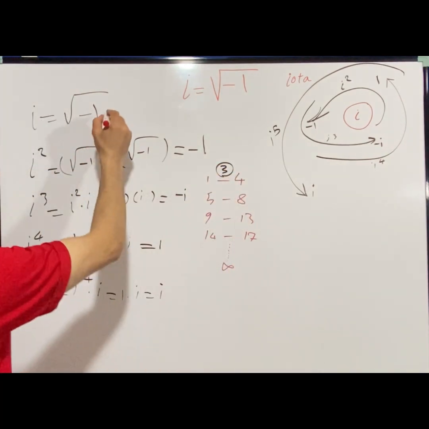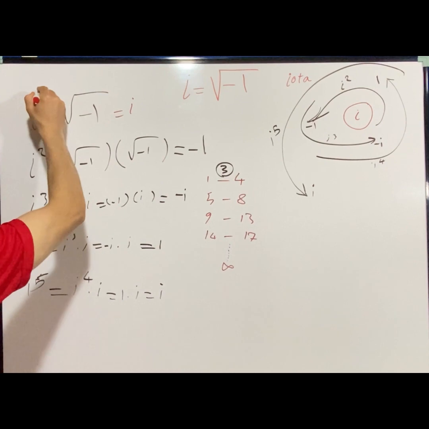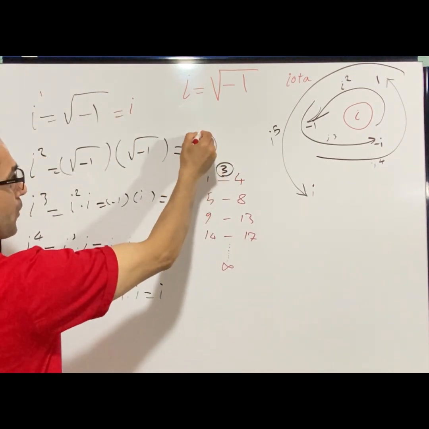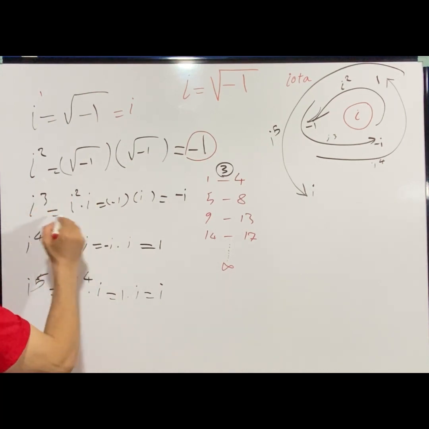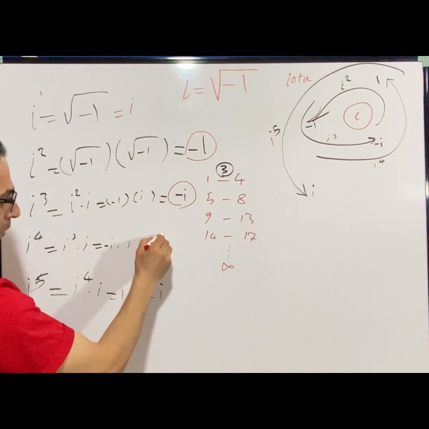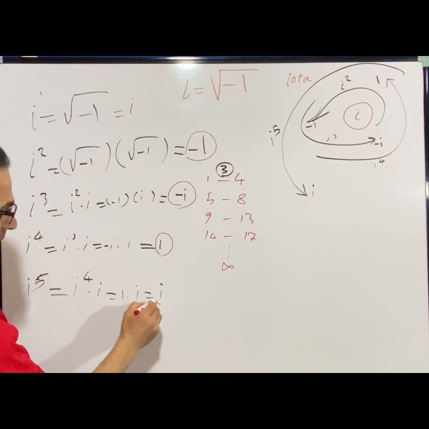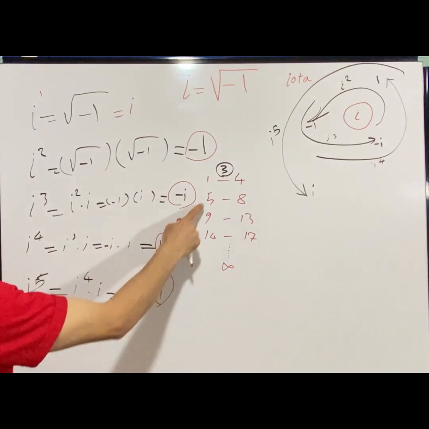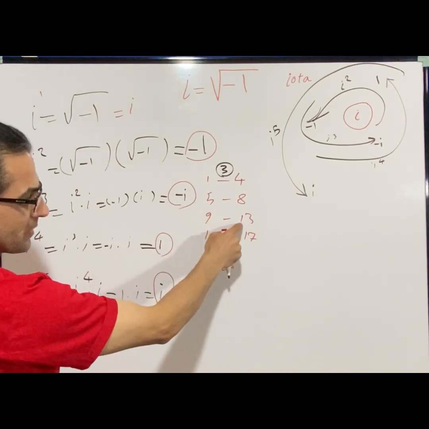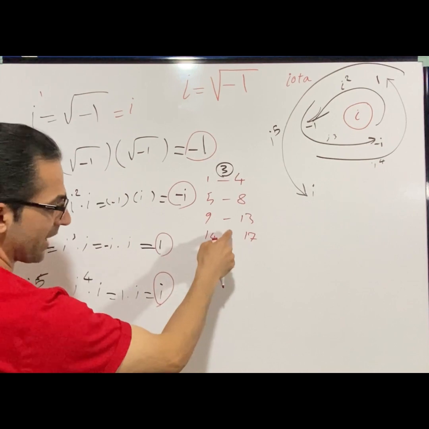Look, i to the power of 1 is i, i to the power of 2 is -1, i to the power of 3 is -i, i to the power of 4 is 1, i to the power of 5 is i. Look, 1 to 4, 5 to 8, 9 to 12, 13 to 16, and so on.